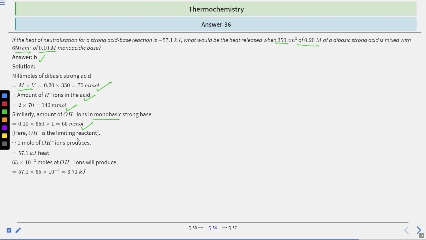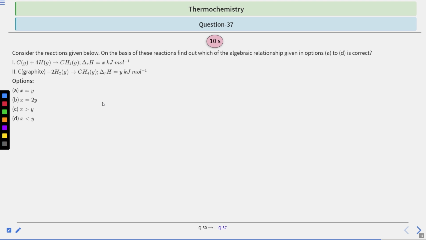Since 1 mole of OH minus produces 57.1 kilojoule of heat as mentioned in the question, 65 into 10 to the power minus 3 moles of OH minus ions will produce how much heat? That is 57.1 into 65 multiplied by 10 to the power minus 3, converting millimole to mole, and it comes out as 3.71 kilojoule of heat or energy. Okay, hence option B is the correct answer. Okay, let's move to question number 37.